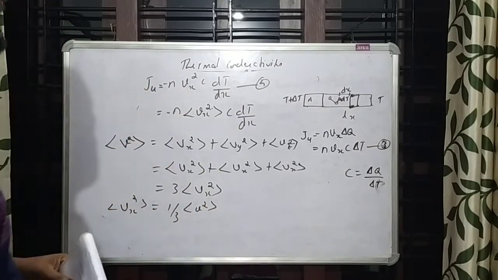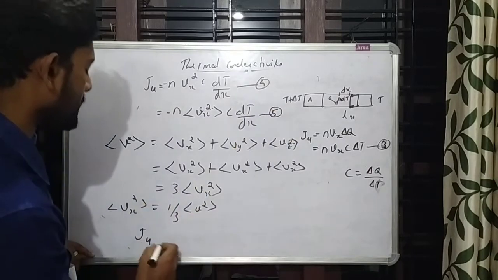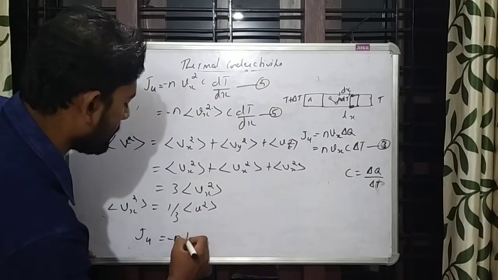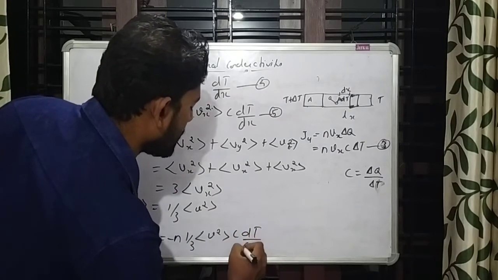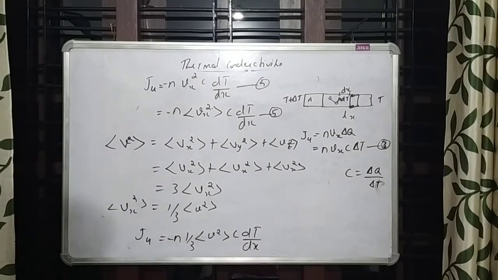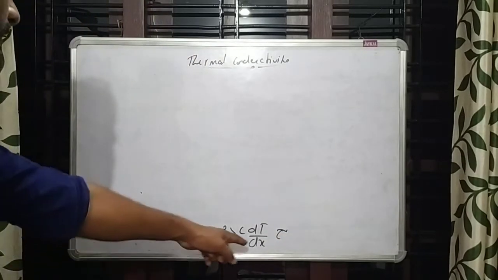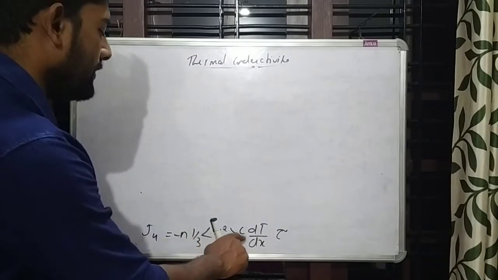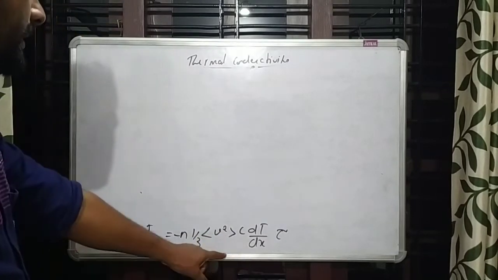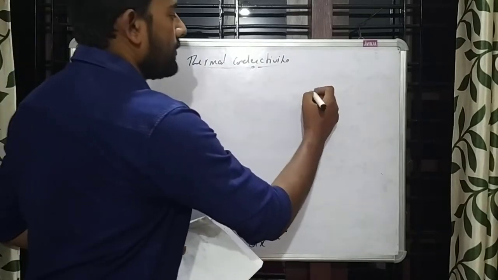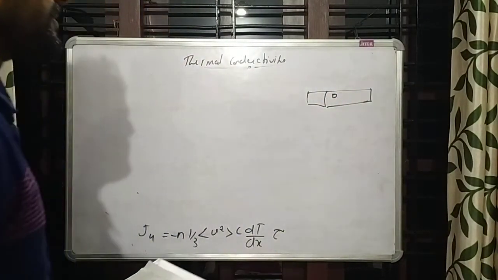We can substitute that value in this relation, equation 5. Ju is equal to minus n into 1 by 3 v squared C into dT over dx, and there is one more term, tau. So Ju is equal to minus n into 1 by 3 v squared C tau into dT by dx. Here this much is taken from the kinetic theory of gases. For the solid bar, the transfer of energy we are assuming is by phonons, transfer of energy by phonons.